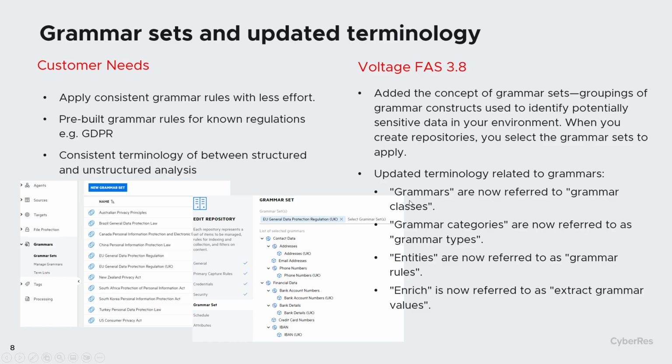We've also changed some of the terminology. As we've done this, you'll notice we've changed grammars to grammar classes now. Grammar categories are now called grammar types. Entities are referred to as grammar rules. And enrichment, now we term that as extract grammar values. So we tried to make this terminology a lot more self-explanatory, but at the same time, we're using a consistent set of terminology that's used with our structured data. And as I showed you in the roadmap, as we bring structured and unstructured analysis together, this same set of terminology allows us to apply the same rules across both products.